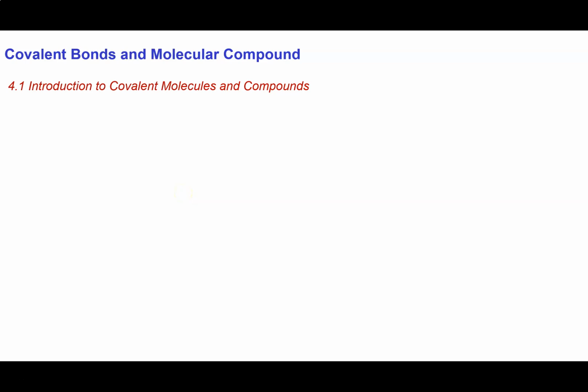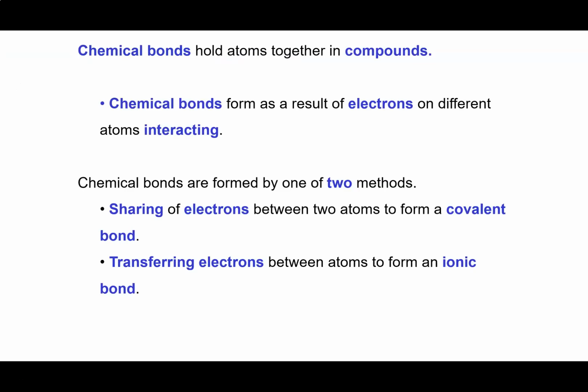So in chapter 3 we were talking mostly about ions and ionic compounds, and in chapter 4 we start talking about covalent molecules and covalent compounds. So this is a second type of bonding that is very common. It's chemical bonds that hold atoms together in compounds, and the chemical bonds form as a result of electrons, particularly those on the outer edge of different atoms, interacting.